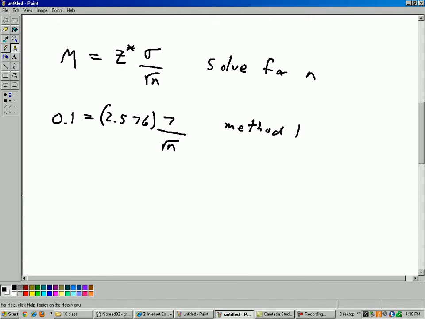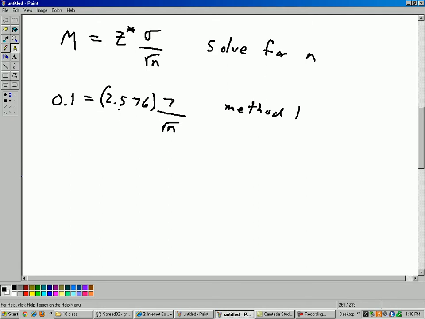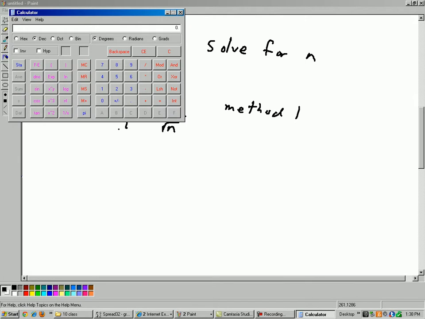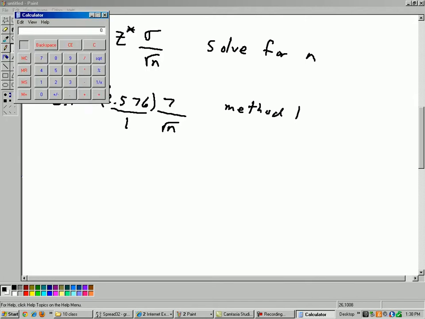Well, let's go ahead and do this first. So 2.576 times 7. You could think of this as 2.576 over 1. I'm multiplying two fractions together. So let's get out a calculator here. Let's go to our standard calculator.